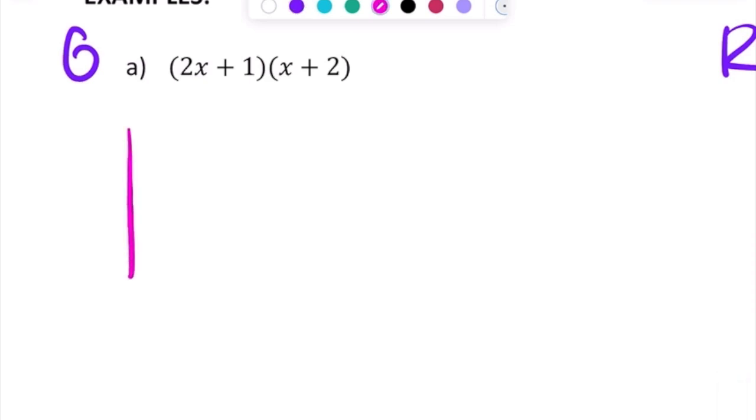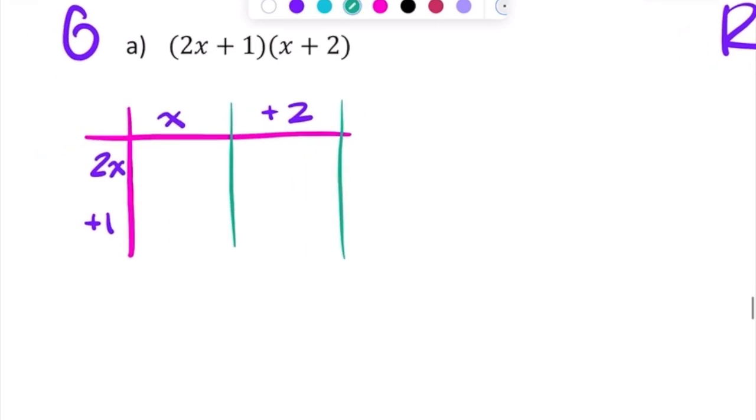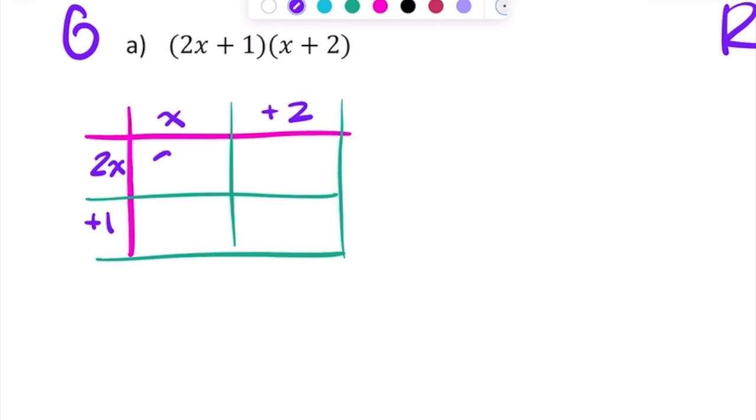I'm going to draw my t-chart here, and along the left-hand side, I'll put that first polynomial, 2x plus 1. Along the top, I'll put the second polynomial, x plus 2. I, of course, draw my grid lines here. And I'm able to do the multiplication. Going at the top left corner and working my way across, I have 2x times x giving me 2x squared. I have 2x times 2 giving me 4x. I have 1 times x giving me x, or 1x, and I have 1 times 2 giving me 2.